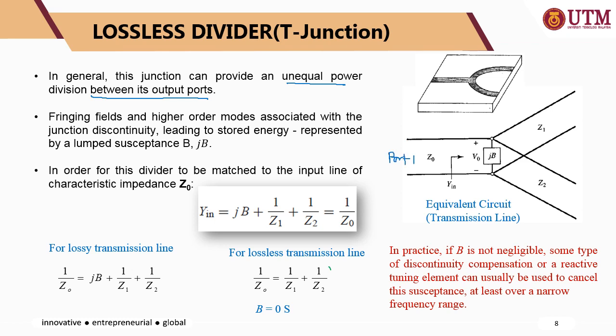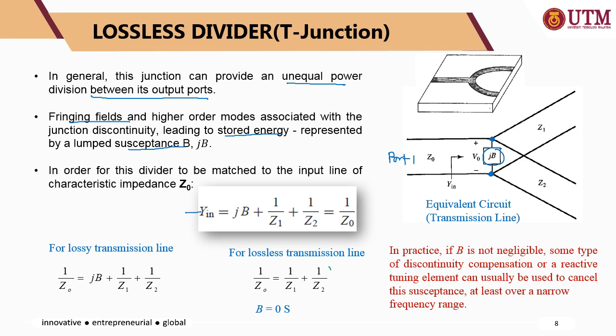Okay, so when there's a discontinuity on the transmission line, it will introduce fringing fields at the edge of the discontinuity structure, and this will lead to stored energy, and it can be estimated by a lumped susceptance given by jB.